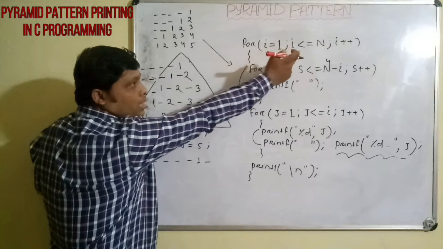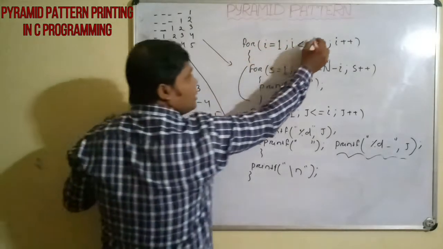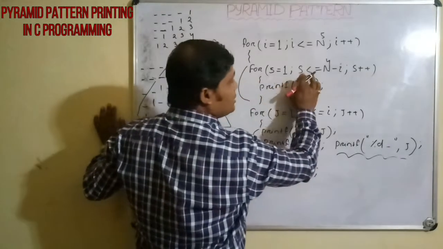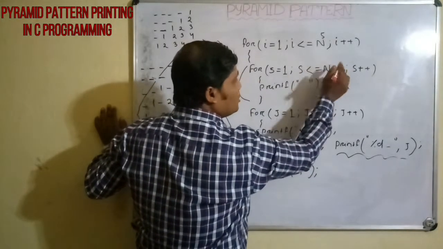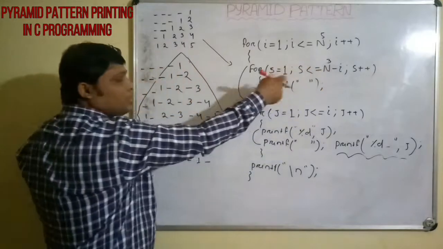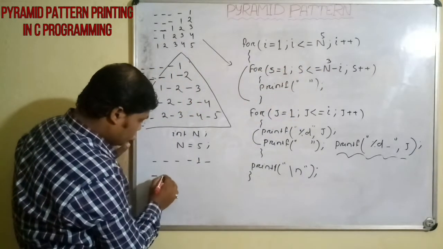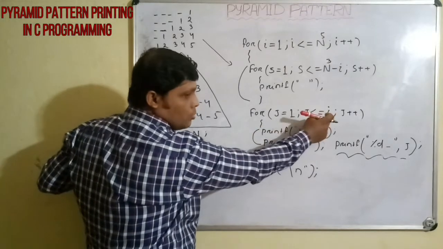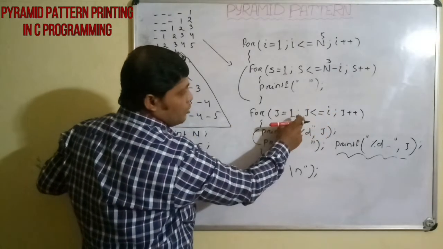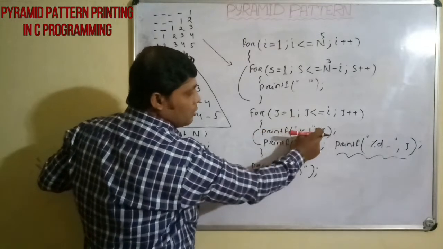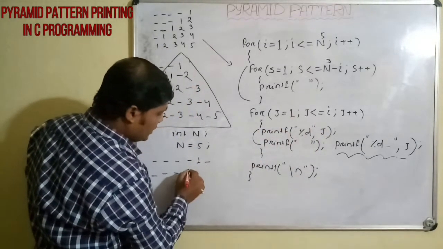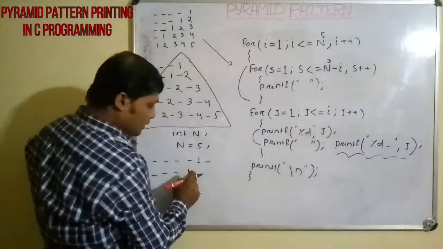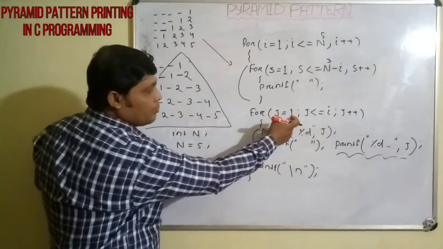Then i value will be 2. 2 less than equal to n, n value is 5, so yes. Then it will work for s equal to 1, s less than equal to 5 minus 2, this is 3. So 3 times this loop will continue and it will give 3 spaces. Then come to this loop, j equal to 1, j less than equal to 2, i value is now 2. Then it will work for 1 and 2. So for 1, it will print 1, then printf space. Clear? 1 then space.